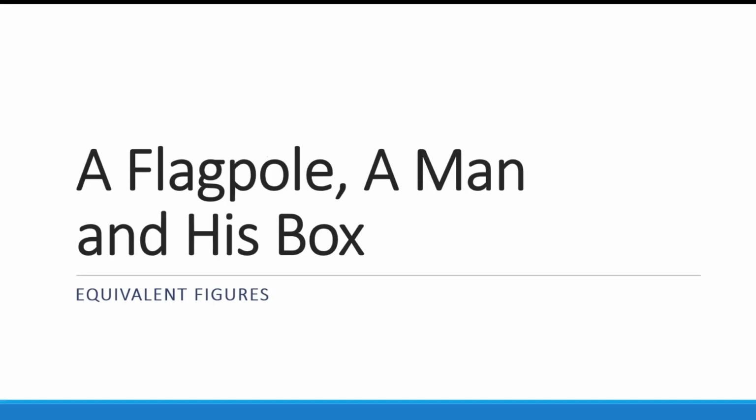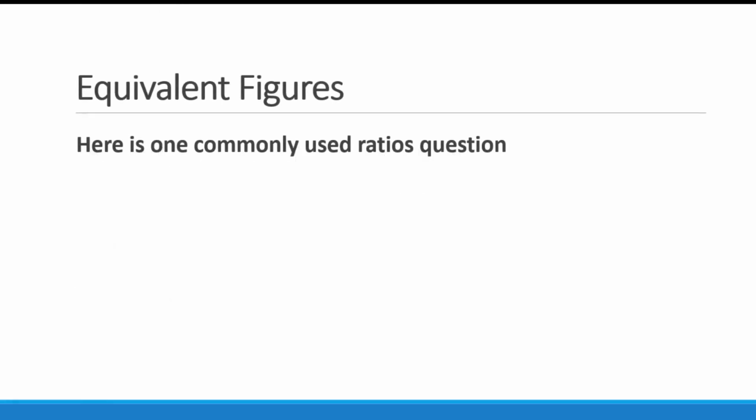Let me tell you a story about a flagpole, a man, and his box. Equivalent figures problems are a pretty common question on the GED. It's basically a ratios question. In your textbook, you find it in the geometry section, but it's just ratios. And of course, anything that's ratios is triangles, and we'll see that in the story.